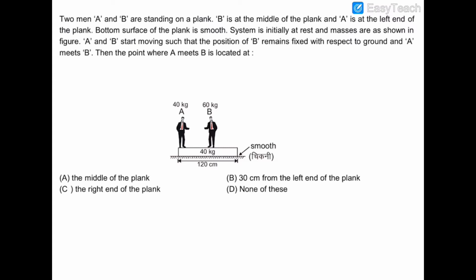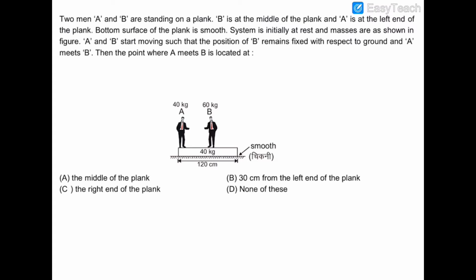It is also given that B is standing in the middle of the plank initially and A is standing on the left end of the plank initially, and B is moving in such a way that the displacement of B with respect to ground is zero.